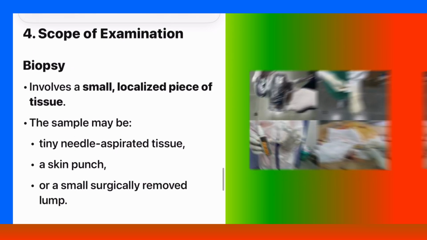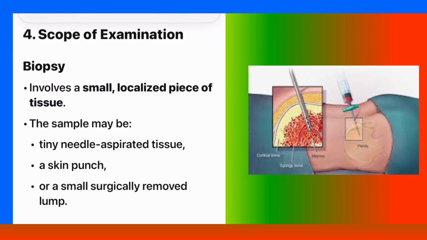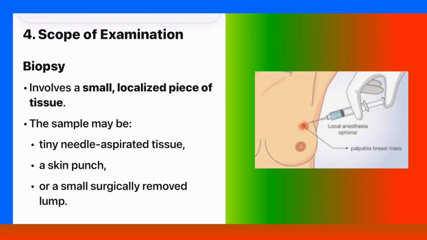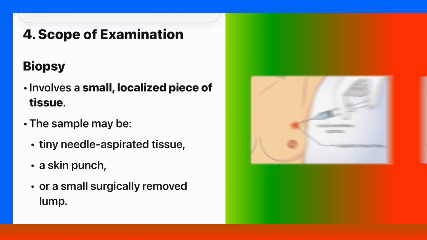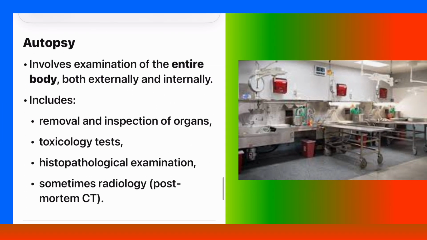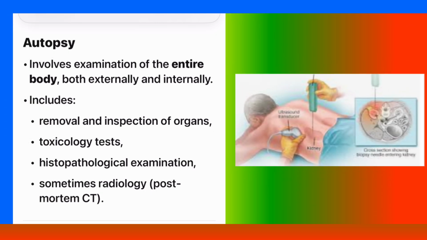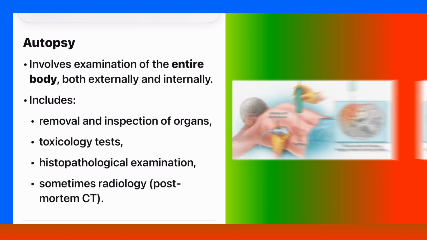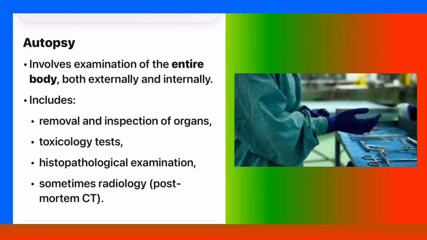4. Scope of examination. Biopsy: involves a small localized piece of tissue. The sample may be tiny needle-aspirated tissue, a skin punch, or a small surgically removed lump. Autopsy involves examination of the entire body, both externally and internally. Includes removal and inspection of organs, toxicology tests, histopathological examination, sometimes radiology, postmortem CT.